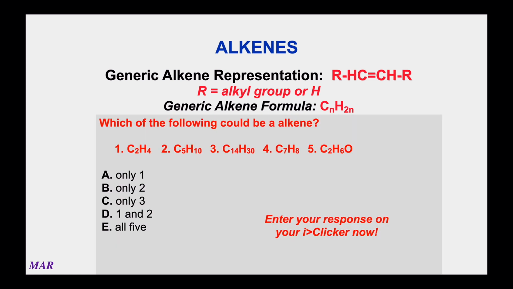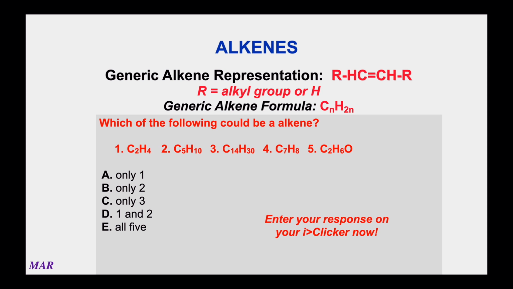Let's go back to this question and think about which of the following could be an alkene. Now, the generic formula for an alkene is CnH2n. So anything in that list with n carbons and 2 times n hydrogens could be an alkene. So we've already been through a lot of these before, but if you look at that list, the first one and the second one have a CnH2n formula.